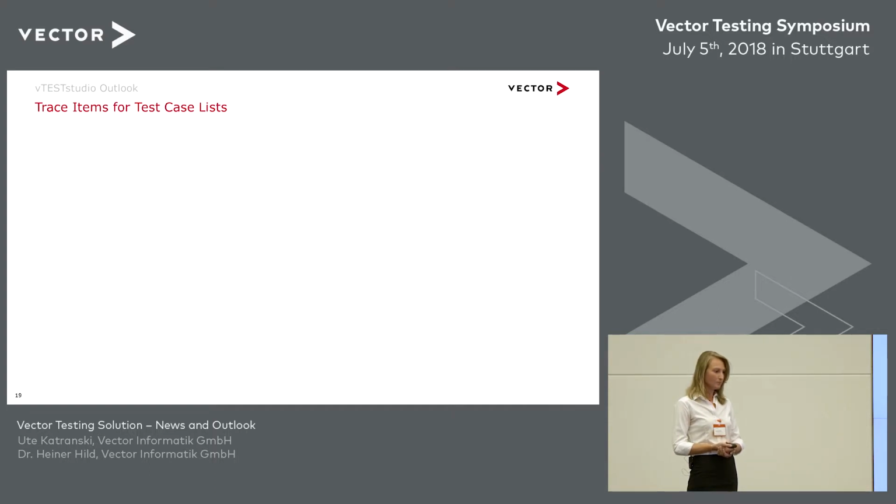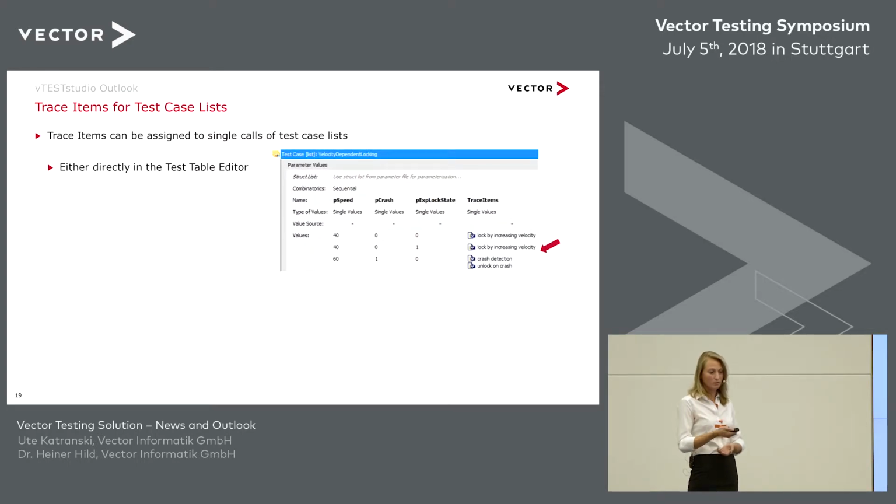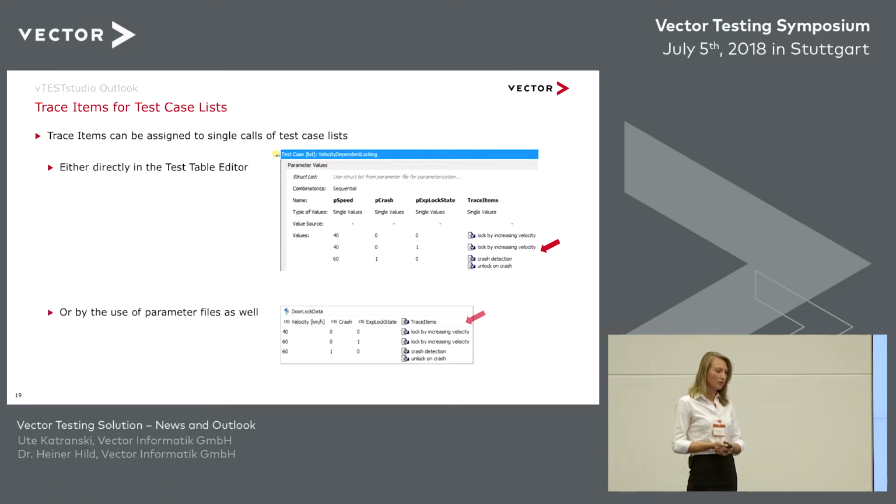We stick to the test case lists. Even today, there is the opportunity to assign trace items to test case lists. They are propagated down to individual calls. In the future, it will be possible to configure trace items for individual calls, either directly in the test table editor, so per line that you are defining a test table call, you connect one or several trace items, or then we want to separate data from the test sequence, then you do it directly in the parameter file and you attach the trace items to the appropriate test vector.